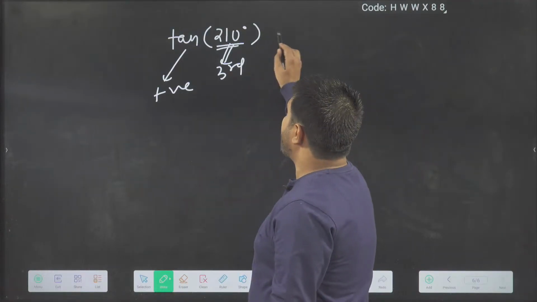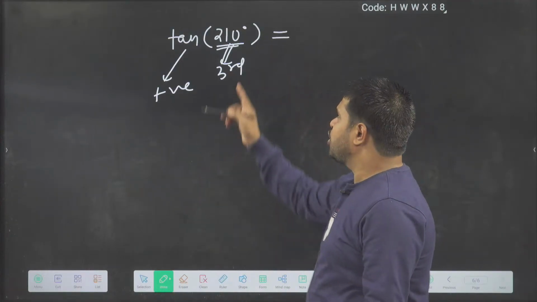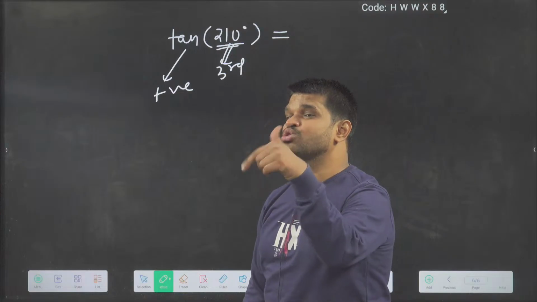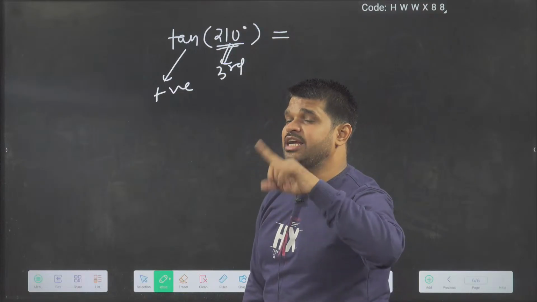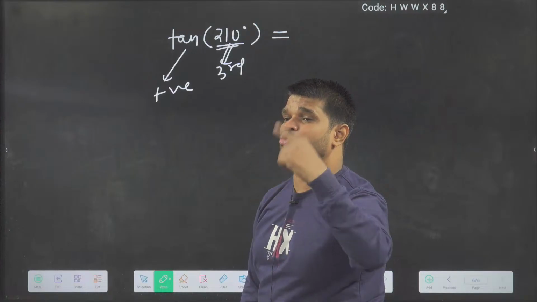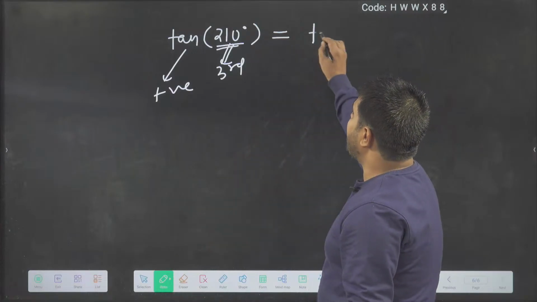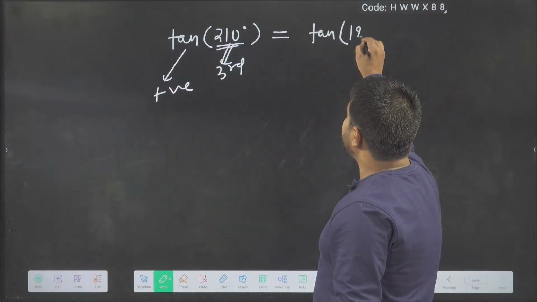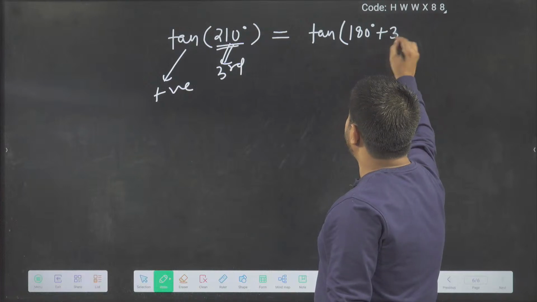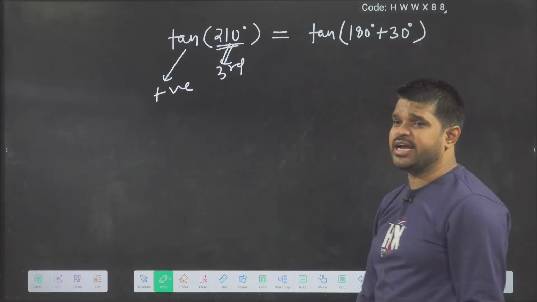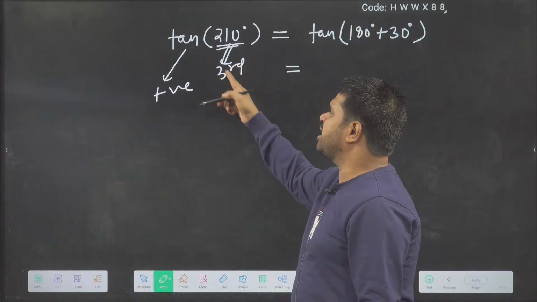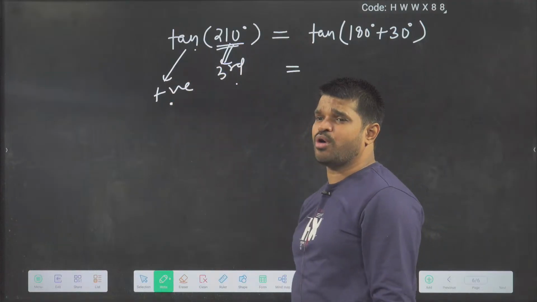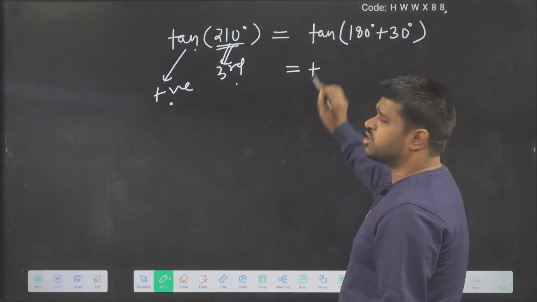Okay. Now let's try to understand. 210 is close to 180. 180 plus 30 equals what? 210. So tan 180 degree plus 30 degree. Now 210 is third quadrant. Third quadrant tan will be what? Positive. So answer will be positive.